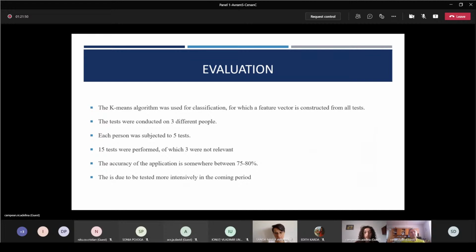The answer was expected to be one type, but it was the other. The accuracy of the application is somewhere around 75%. The relatively small number of experiments is because the project has only recently been completed and is due to be tested more intensively in the coming period.